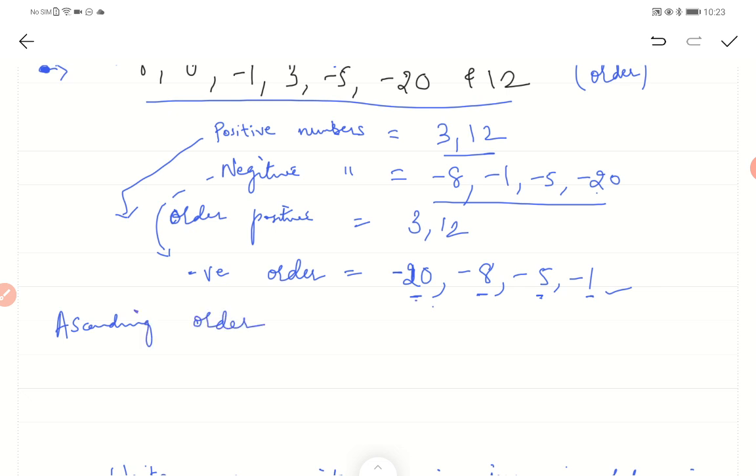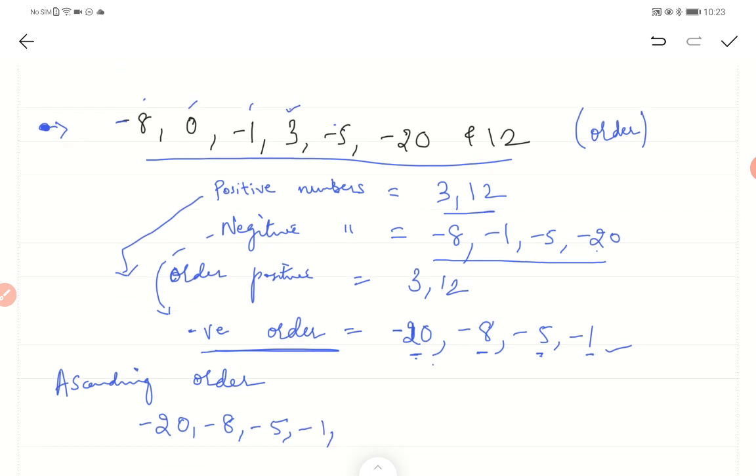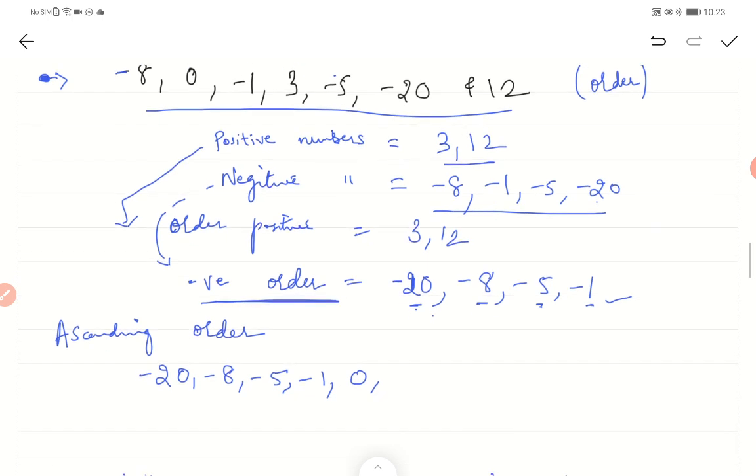First your negative numbers will come, because negative numbers are the smallest numbers. So -20, -8, -5, -1, and you have 0 next, isn't it? 0 is less than the positive numbers. So next in order of the positive numbers, we have 3 and 12. Okay, so in this way you will order the integers.